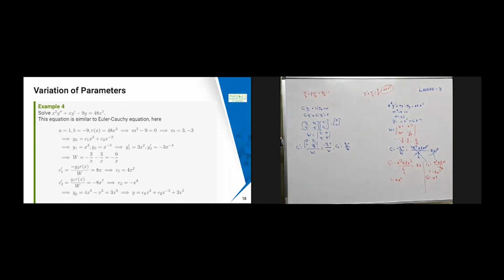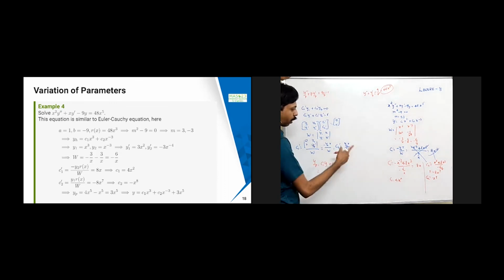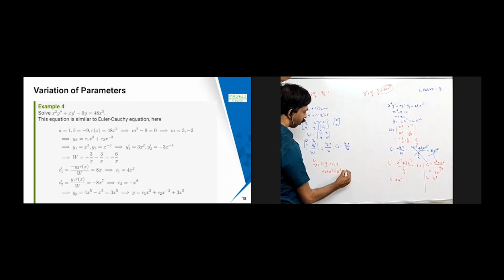So therefore, what is your solution? Your yp is nothing but C1 y1 plus C2 y2. Okay, so therefore C1 is nothing but 4x square, and y1 is nothing but x cube. Therefore, this is going to become x cube plus C2, which is minus x power 8, and y2 is nothing but x power minus 3. Okay, therefore this is going to become 4x power 5 minus x power 5. Therefore, this is going to become 3x power 5.